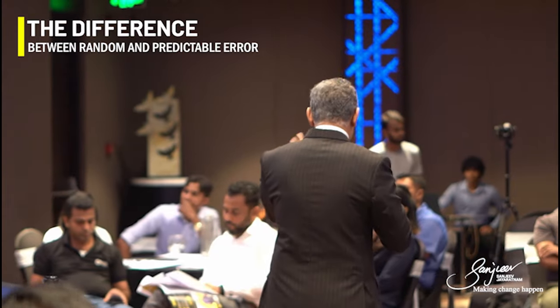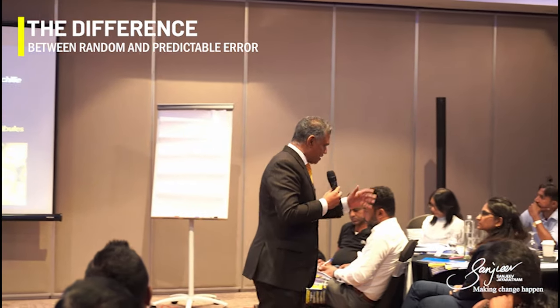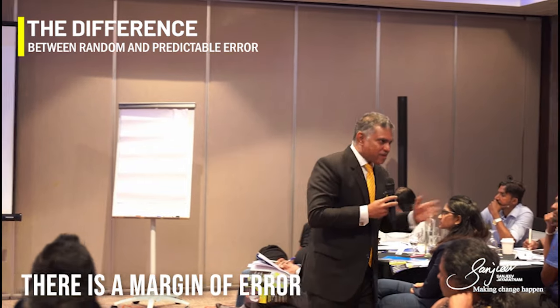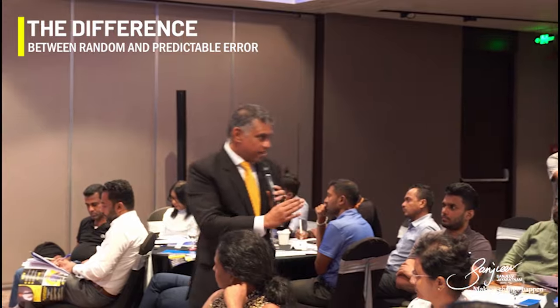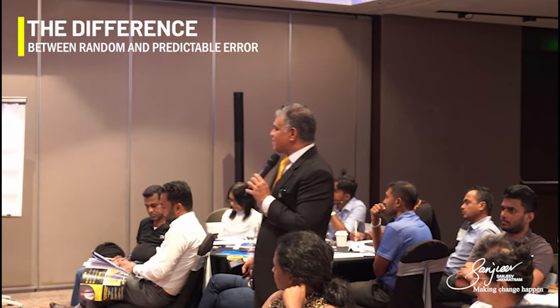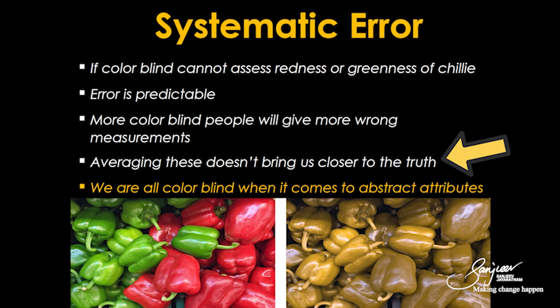Do you understand the difference between random error and predictable error? Random is, I try, sometimes I get it right, sometimes I get it wrong, put that margin of error. This is not that, this is predictable. There is going to be a mistake, a huge mistake, because there's no clue, right? So more colorblind people assessing will actually give us more wrong measurements. It doesn't take us any closer to the truth. Understood so far? Alright. So when we average all of that, we still don't get closer to the truth.